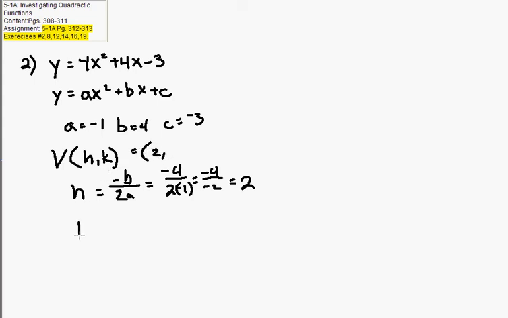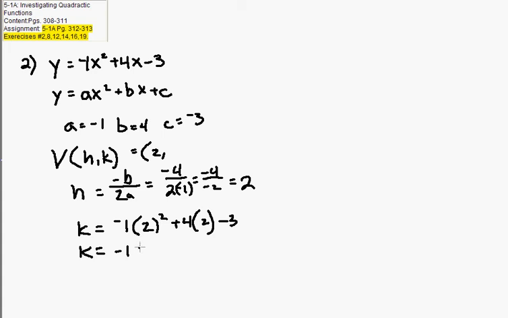To find k, we simply replace the x with the value of 2. So we're going to go negative 1 times 2 squared plus 4 times 2 minus 3. Recognize that h is the x coordinate of the vertex. So when we replace the x with 2, we're replacing the x value, and we're going to spit out the y, which is the k of the vertex.